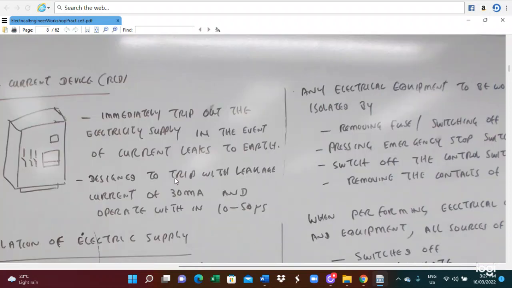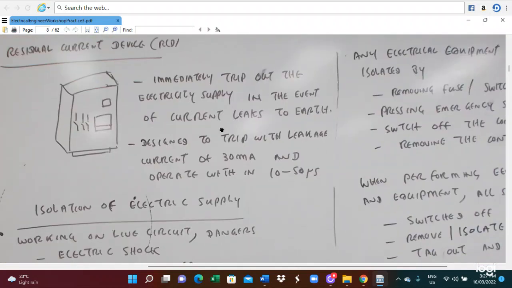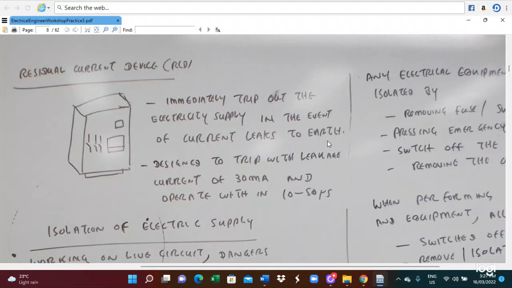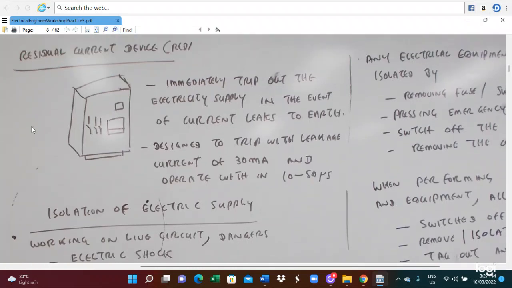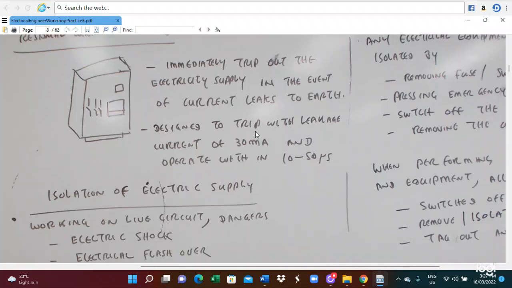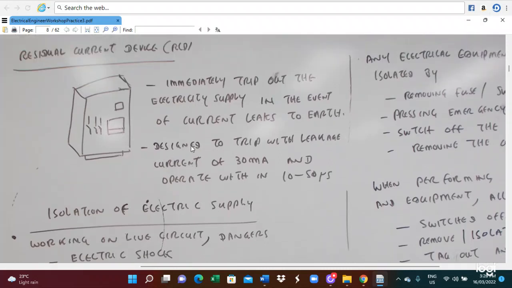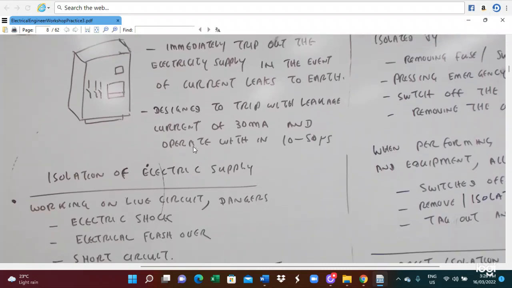So this is about short circuit protection. In this case, we utilize residual current protection, the residual current device. So this is the RCD. It immediately trips off the electric supply in the event of a current leak to earth. It is designed to trip with a leakage current of 30 milliamperes and operates within 10 to 50 milliseconds. So this is about the residual current device and its operation.